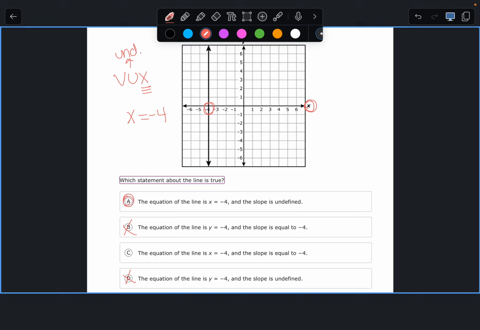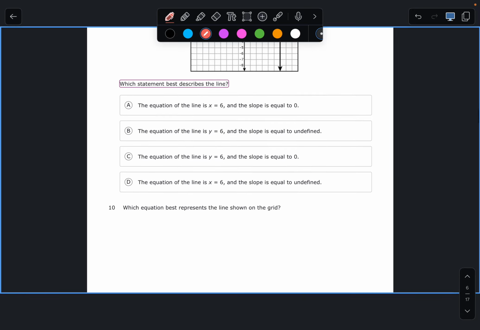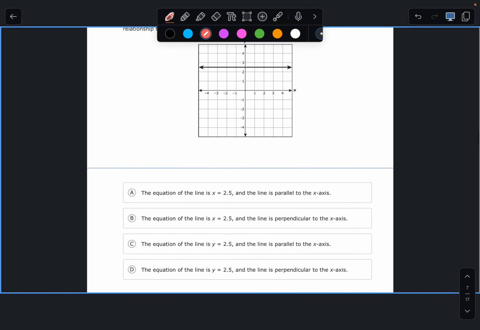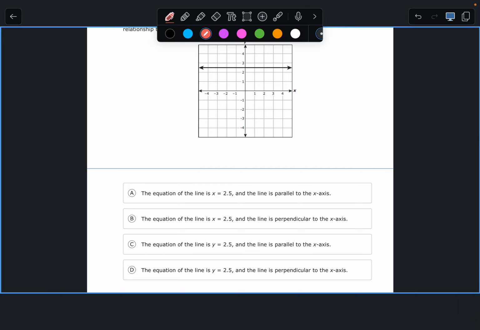But the next question, oh no, not that one. Which one is it? No, not that one. Number 11. The graph and the answer choices on number 11 are on different pages. Sorry. I don't know why it did that. So you have a horizontal line. What do we use for horizontal lines? HOY. Where the Y stands for? So if you look at your answer choices, you can get rid of A and B.